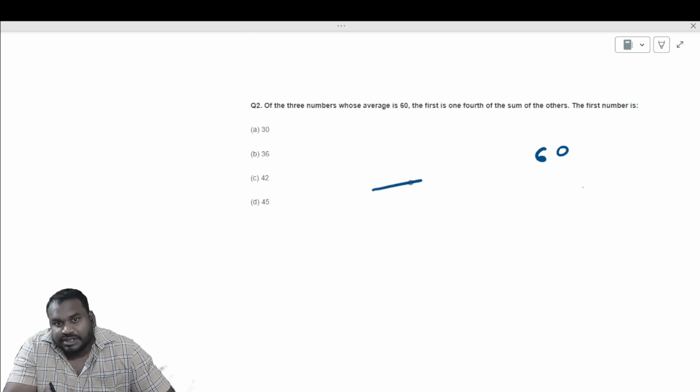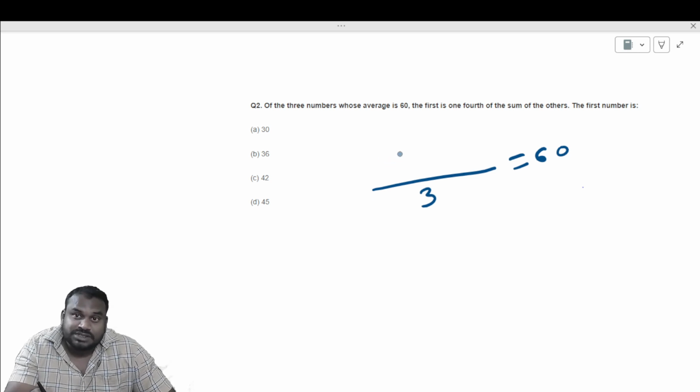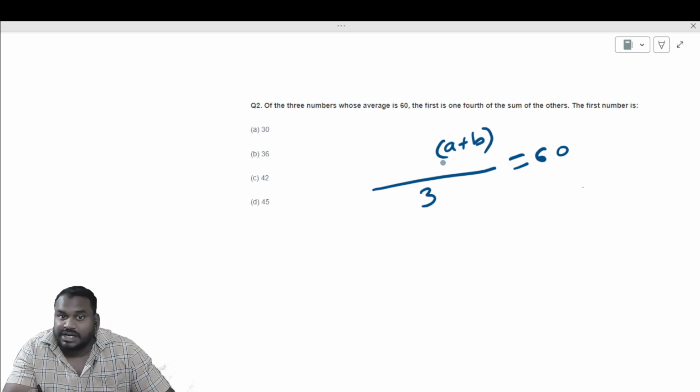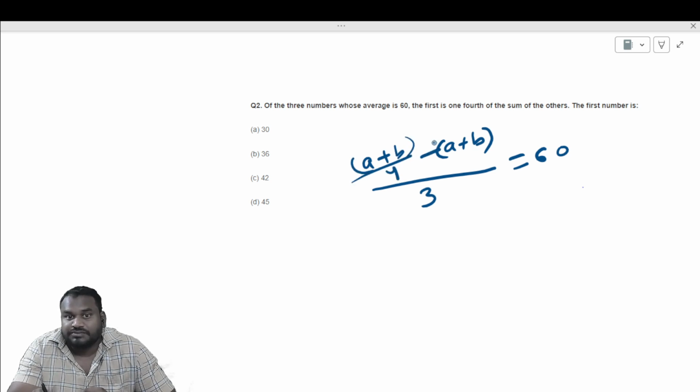When will we get the average? Sum of the numbers divided by 3 will give you the average. The first is 1/4 of the sum of the others. The first number is given indirectly as 1/4 of the sum of the others. I'll take the second and third numbers as A and B. Their sum is nothing but A plus B. So (A plus B) divided by 4 is nothing but the first number.